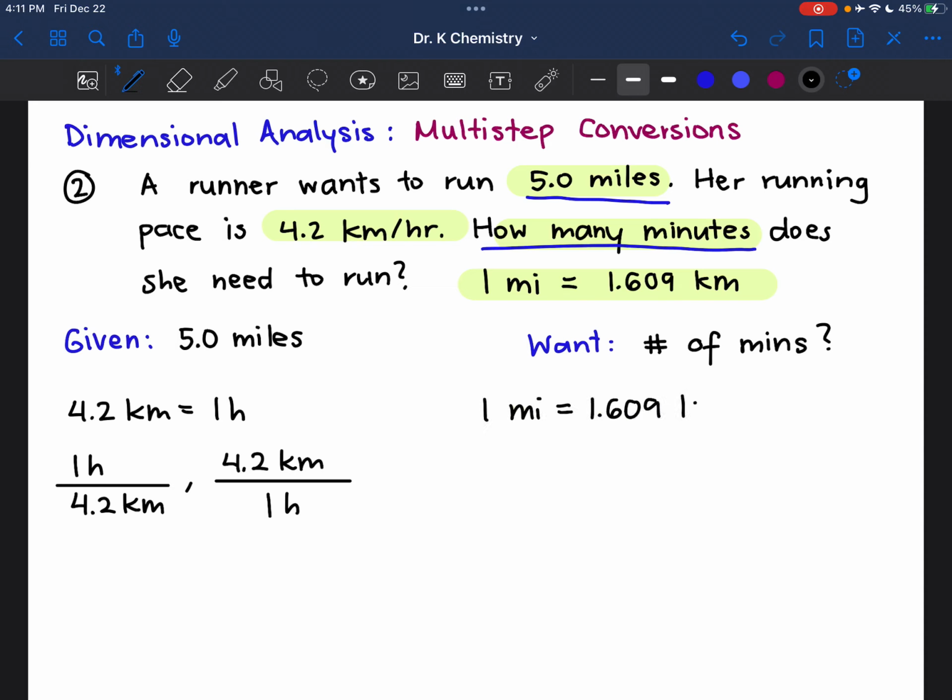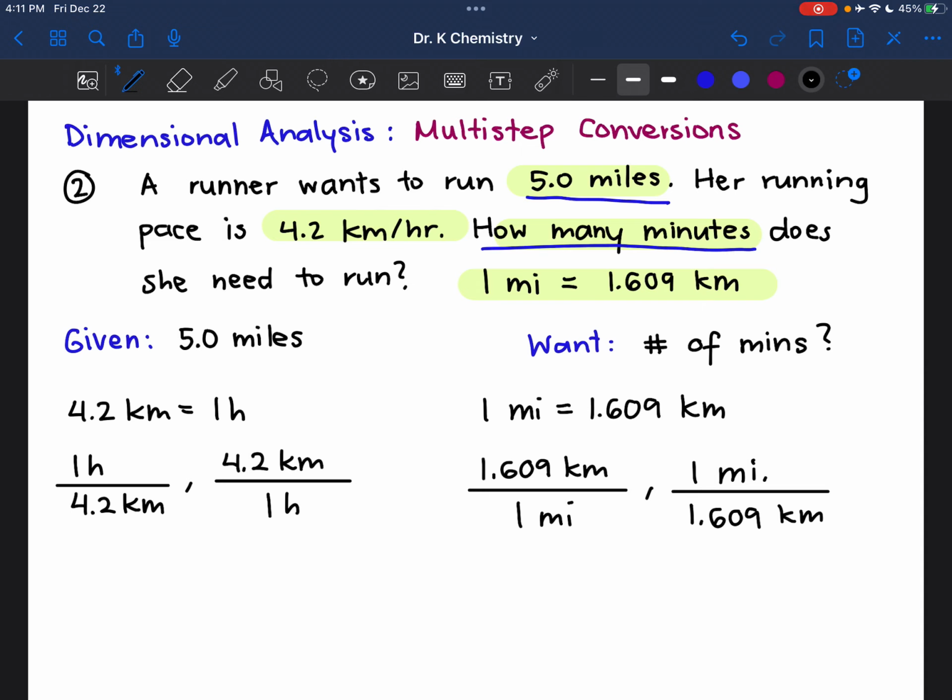I can do the same thing for the conversion between miles and kilometers. So I could say that there are 1.609 kilometers in 1 mile. Or we could flip that conversion upside down and put miles in the numerator. So which version we need to use will really depend on how we set up our problem and how we get those units to cancel.